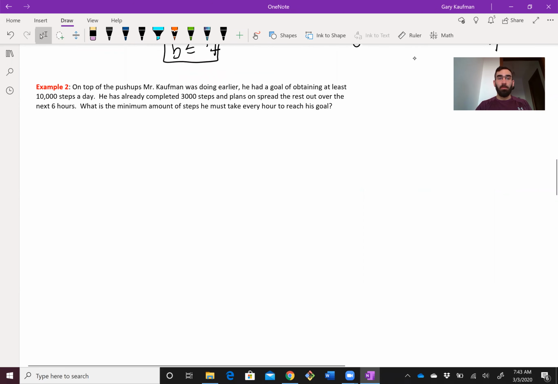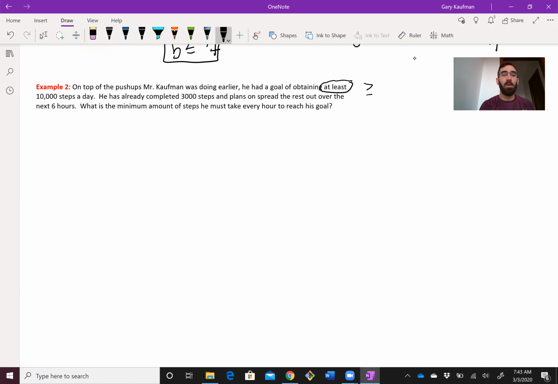So here's example 2. On top of the push-ups that I was doing earlier, because I'm getting a little antsy just sitting in my apartment all day, I also had the goal of obtaining at least 10,000 steps a day, even if I'm just walking in a circle. But that "at least" is what's now telling me it's an inequality. Well, this is one of those tricky ones. At least means I want to be greater than or equal, larger. So I've already completed 3,000, and I plan on spreading the rest out over the next 6 hours.